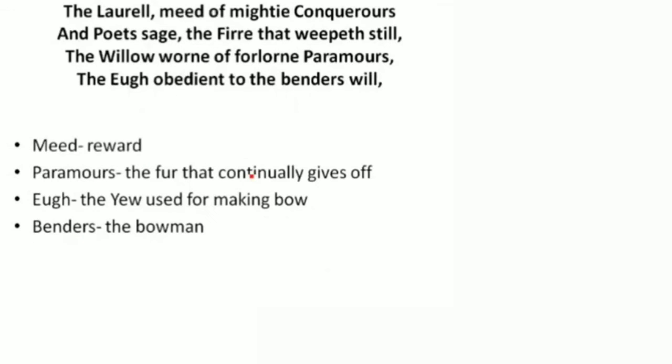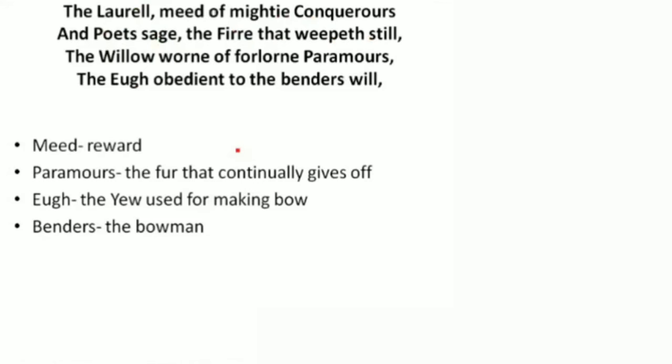The laurel, meed of mighty conquerors and poets sage, the fir that weepeth still, and willow worn of forlorn paramours, the obedient to the bender's will. Now again, that description of the trees, of the different types of trees, what they are used for, what their purpose is, how they are beneficial for human beings, that continues even here. Laurel is for mighty conquerors, or poets, poets sage, it is good. The fir that weepeth still.